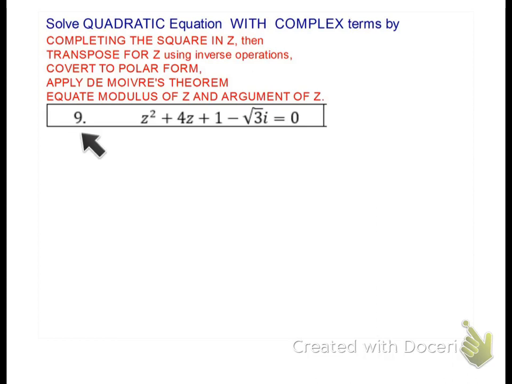Same with exercise 9. It's also a similar approach. We've just got an extra term here, this real term, that you can simplify when you go about completing the square. All right, that's enough hints for now.